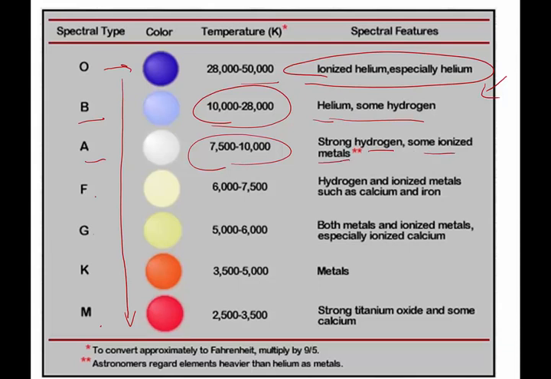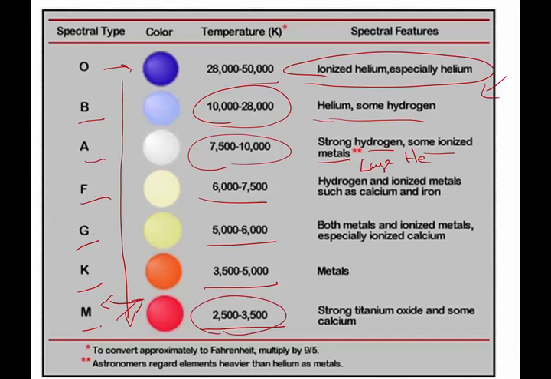A stars, cooler, contain some hydrogen and some ionized metals. Now, when they say ionized metals, basically it's anything larger than helium on the periodic table. F's, 6,000 to 7,500 external photospheric temperature. G's, 5,000 to 6,000. K's, cooler, 3,500 to 5,000. And M's, 2,500 to 3,500. If you know the color of a star, it's not much more to knowing the classification of a star, which will tell you its temperature and what it's actually made of, which is pretty amazing.